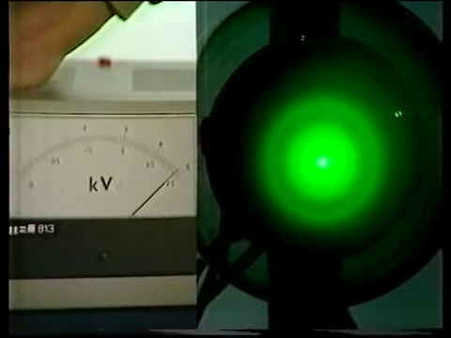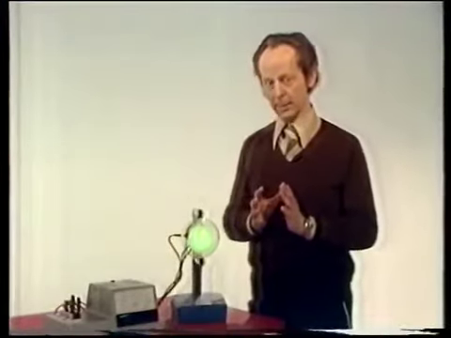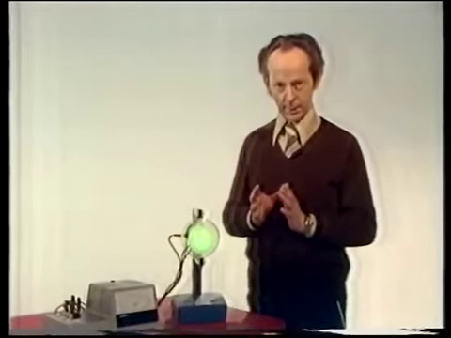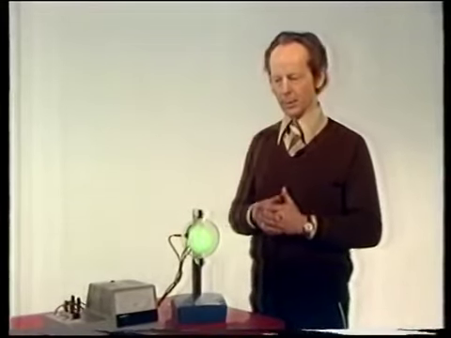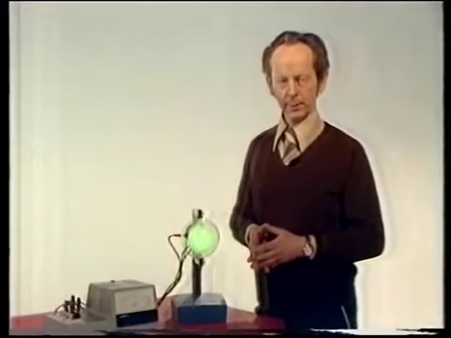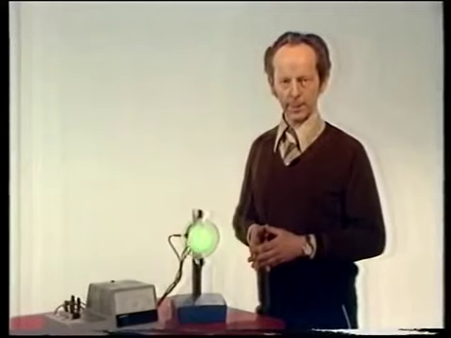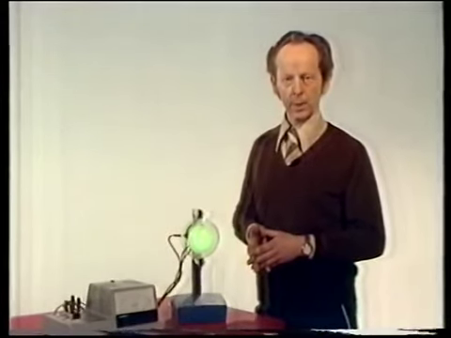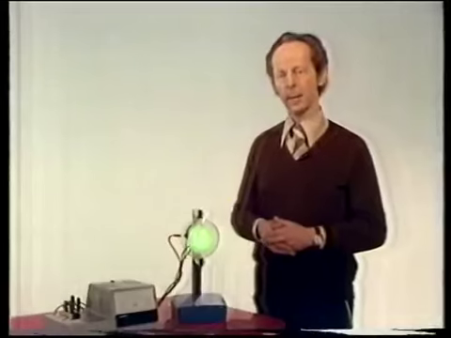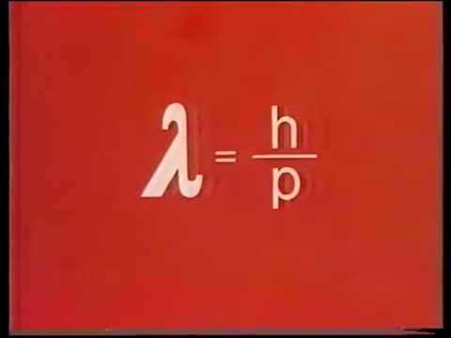Okay, so as the voltage goes up, the pattern goes down, which means that the wavelength is decreasing as the voltage goes up. And so it turns out that there is a very simple relationship which connects the wavelength with the energy of the electrons. Actually, one uses the momentum, and this is the relation. It's called the de Broglie relation. It connects the wavelength lambda with the momentum p, and the connection is made via Planck's constant h.